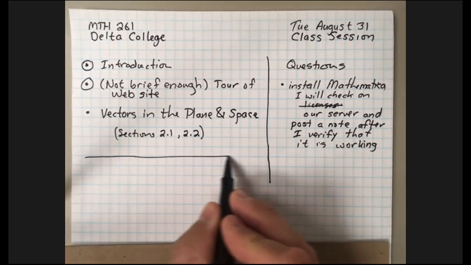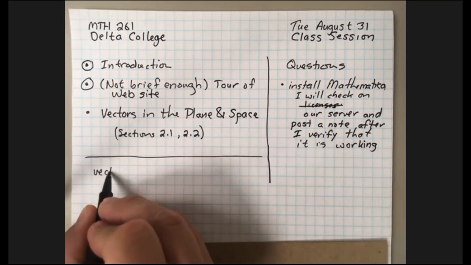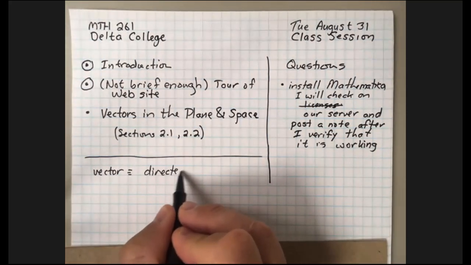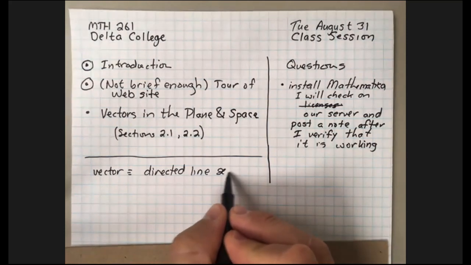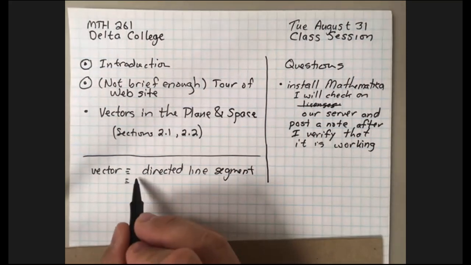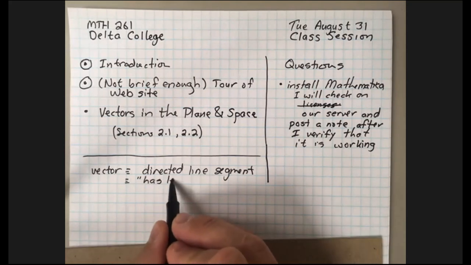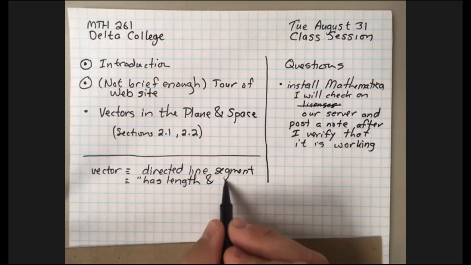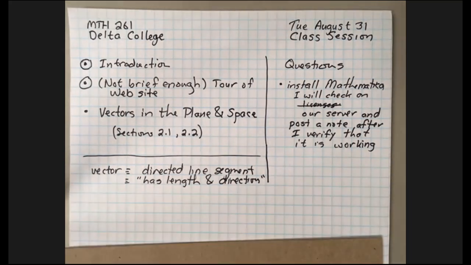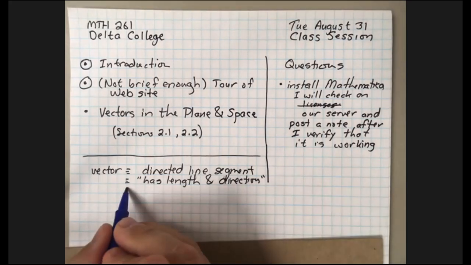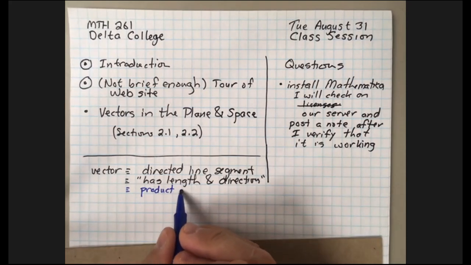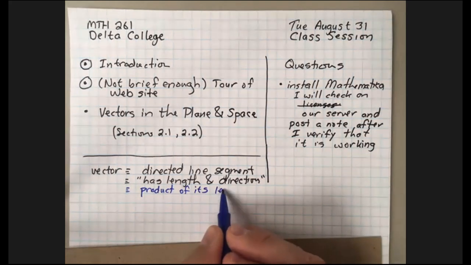So when I say vector, and people describe vectors in a variety of ways, you might hear people say a vector is a directed line segment. And that's a fine definition. Or you might say a vector has length and direction. And that's also an accurate statement. My favorite is: a vector is a product of its length and direction.